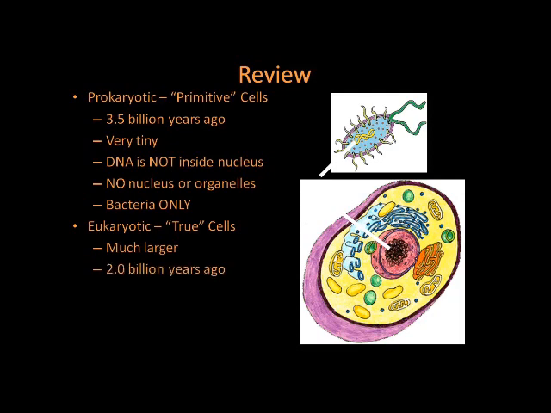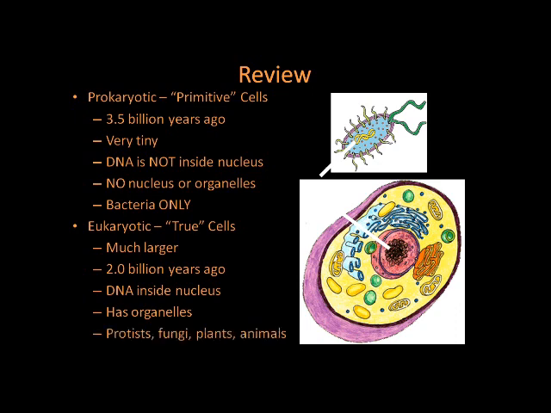They have only been on Earth for about 2.2 billion years, so they're not as old as the prokaryotic cells. They have DNA that is enclosed inside an organelle called a nucleus. Eukaryotic cells also have small organelles inside of the cell that do different jobs for the cell. Examples of eukaryotic organisms include protists, fungi, plants, and animals.